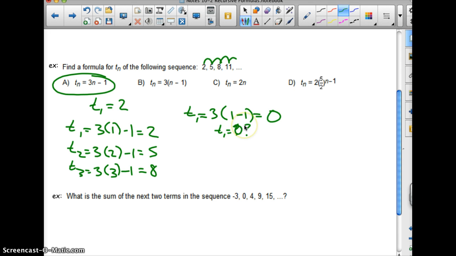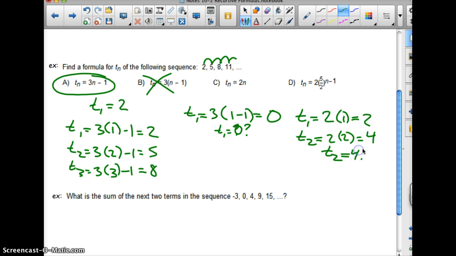Does T1 equal 0? No. So it's not that formula. All right? And then T1 equals 2 times 1. That's 2. Okay, wait a second. This one seems to be working. Try T sub 2. 2 times 2. That's 4. Is that what T sub 2 equals? No, so I can eliminate that choice.